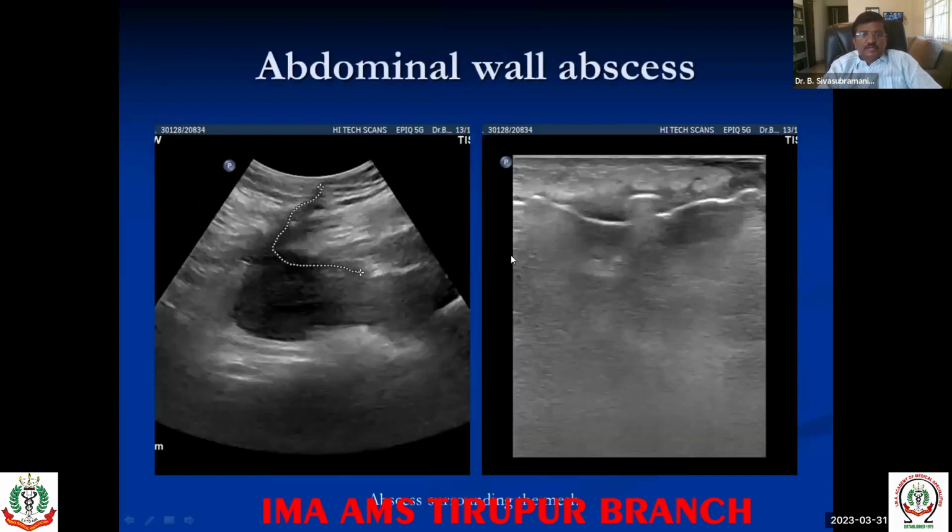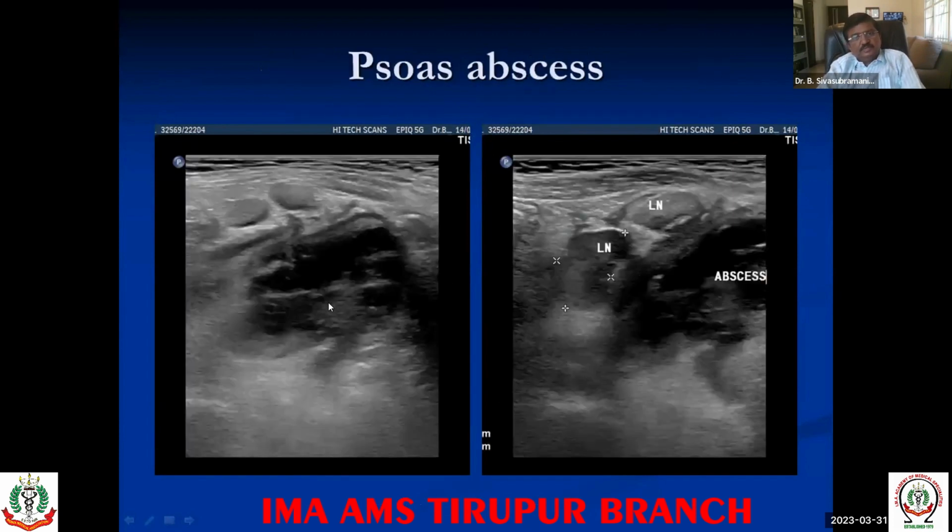So this is a post-operative case where mesh is kept there, and there's infection surrounding the mesh. There's an abscess surrounding the mesh, and a fistulous communication has also happened. A sinus tract from the abscess has also happened, and this was the cause of fever in this patient. So here is a case where a psoas abscess is there, and you can see enlarged lymph nodes with the psoas abscess. So this is the cause of fever in this patient.